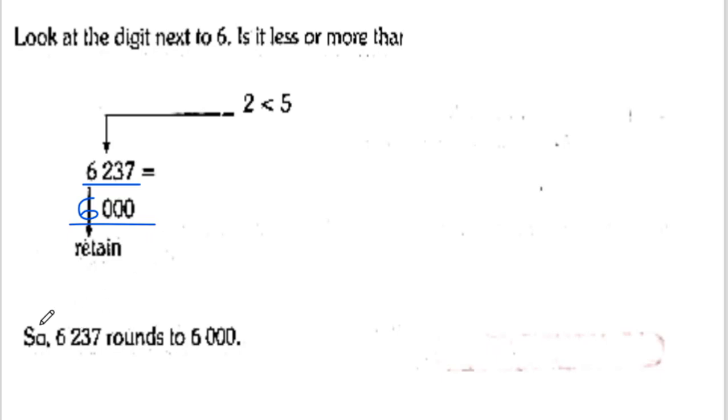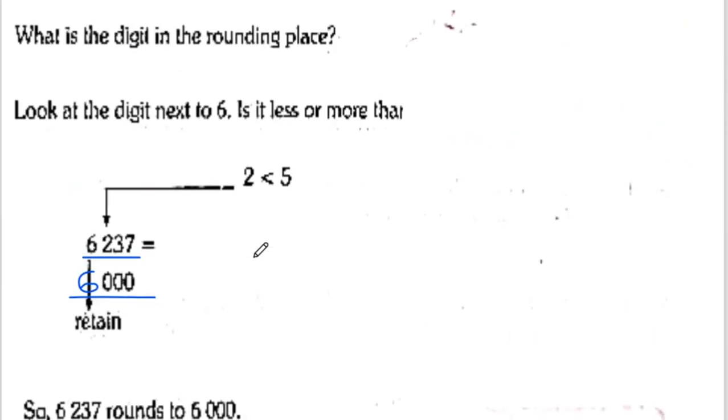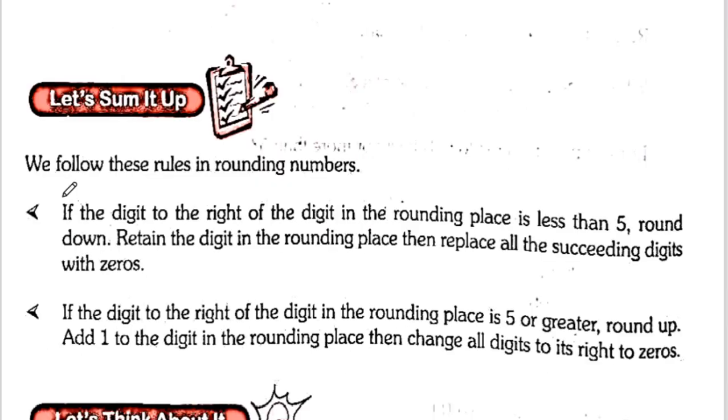So, from the given example, 6,237 rounds to 6,000. Okay? From 6,237 rounds to 6,000. Why? Because the digit next to the rounding place is less than 5. So always remember our rules. Remember our rules in here.